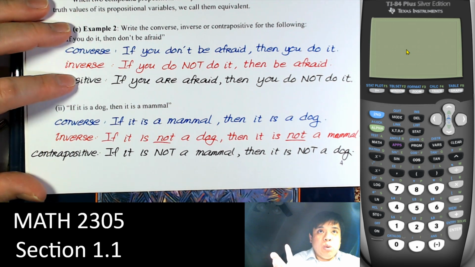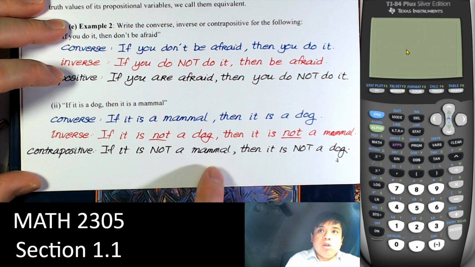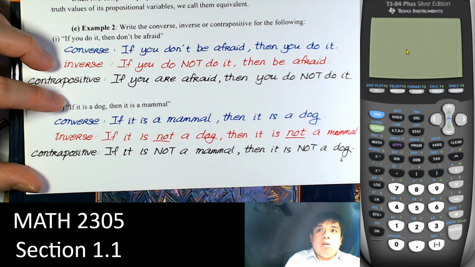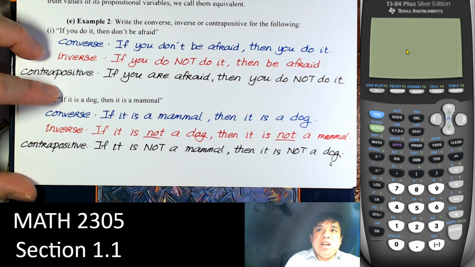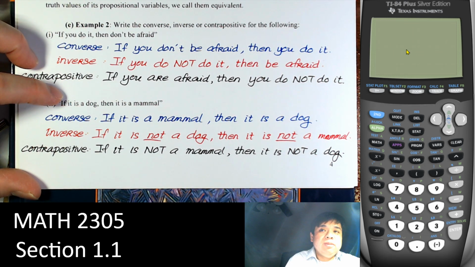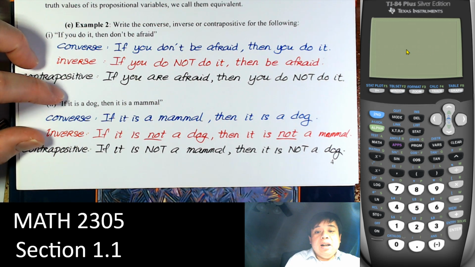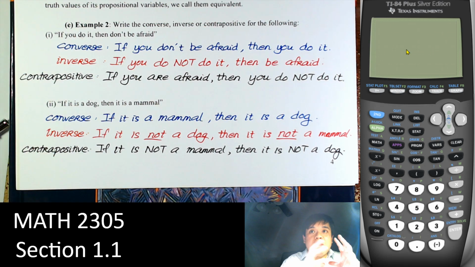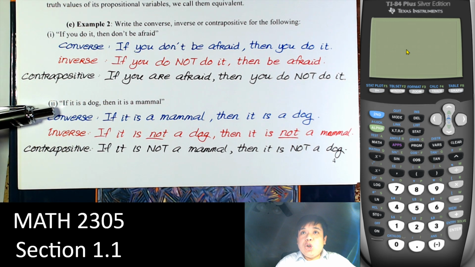And if it is not a mammal, then it's not a dog. Now this is true. If it is not a mammal, it could be like a crocodile, a fish, a turtle, a bird, something like that. Then it's not a dog because those are not mammals and it cannot be a dog. Right. So as you see, the original statement is true in this case. The contrapositive is true in this case.